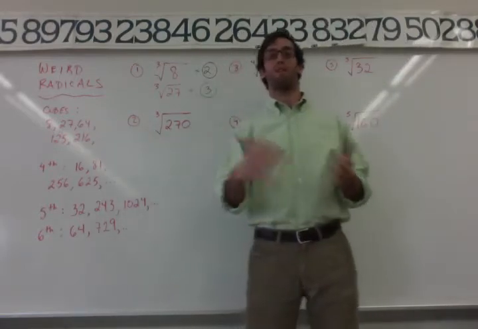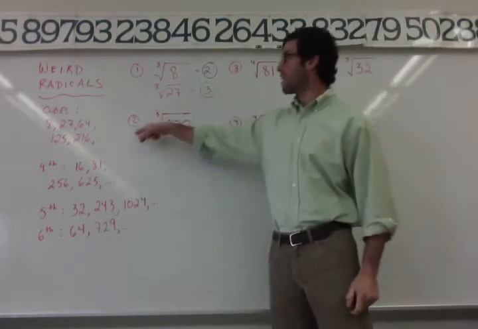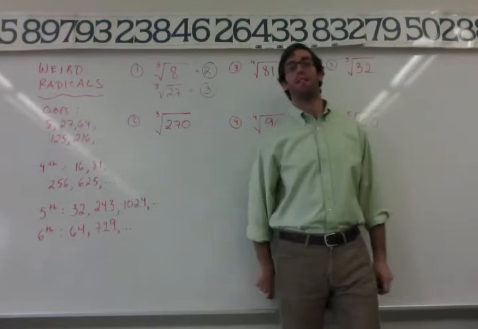The cube root of 343 is 7. Good one to know also. All right. Now, here's an example of one where 270 is not a perfect cube.